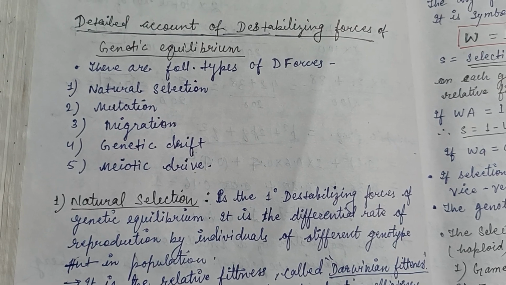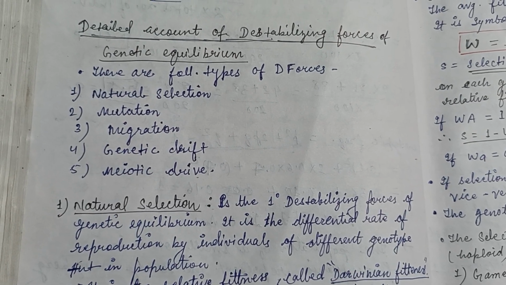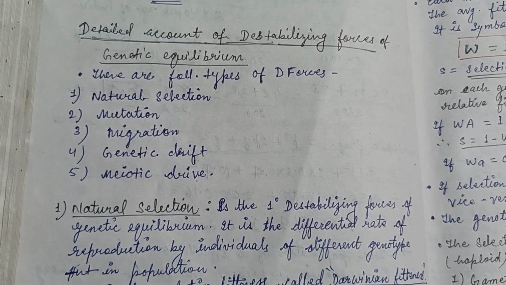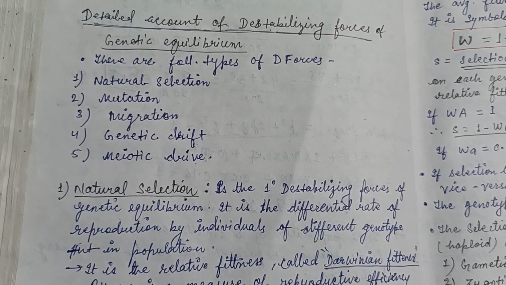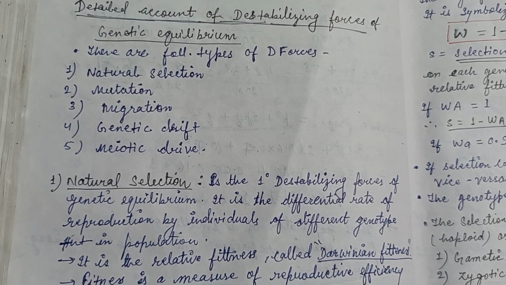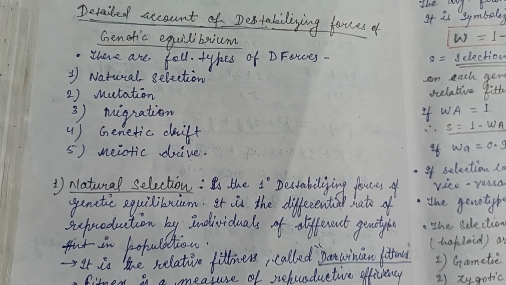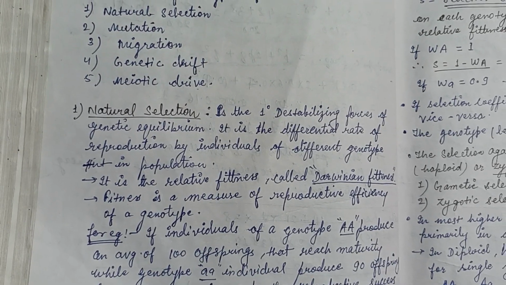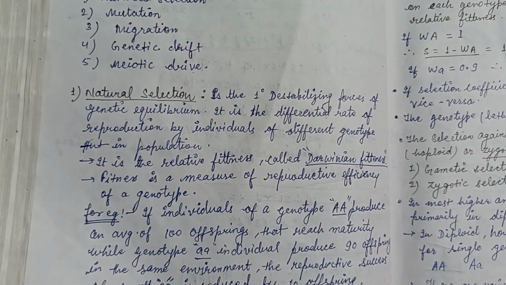Hello everyone. Today we are going to deal with the topic destabilizing forces of genetic equilibrium, that is Hardy-Weinberg equilibrium. There are five types of destabilizing forces which affect the genetic equilibrium: natural selection, mutation, migration, genetic drift and meiotic drive. First of all, we are going to see the first one, that is natural selection.